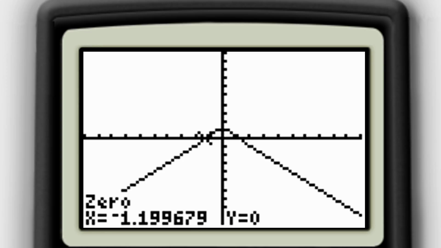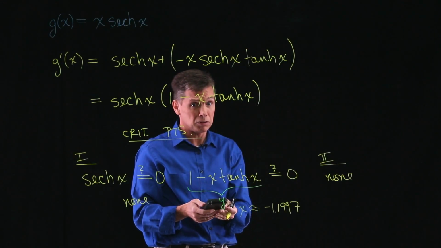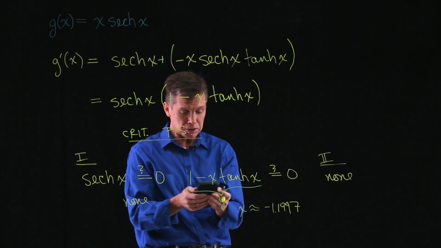So my calculator, my graphing utility, whatever you're using, has to think for a little bit. But I'm getting an x approximately -1.1997 if I round. Okay, there is a second zero, a second solution to this equation.